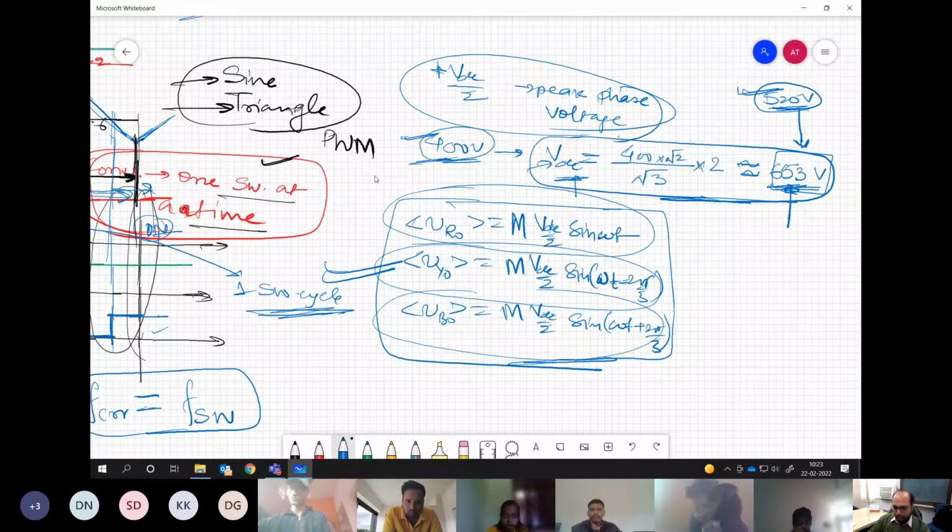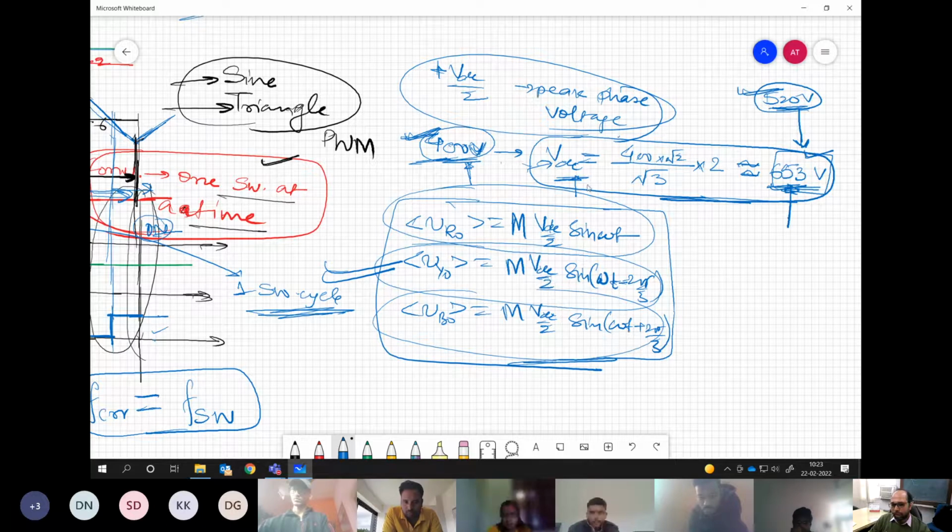So we have seen that if we have to realize a converter using sine triangle PWM, and we are operating a system having, let's say, a rated input voltage of 400 volts, we need to have this much amount of DC bus voltage in order to fulfill the requirement for the load in terms of voltage.